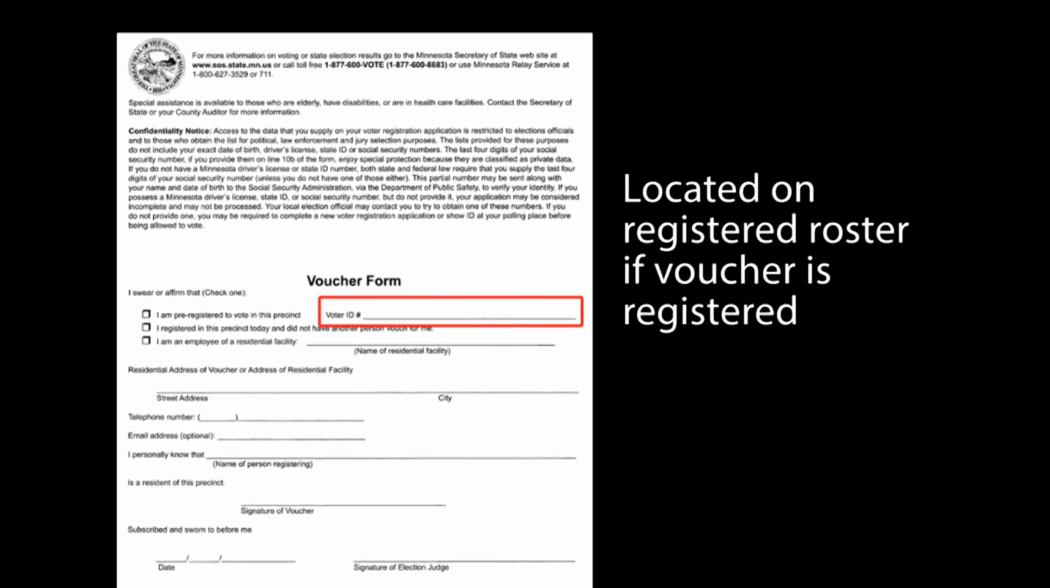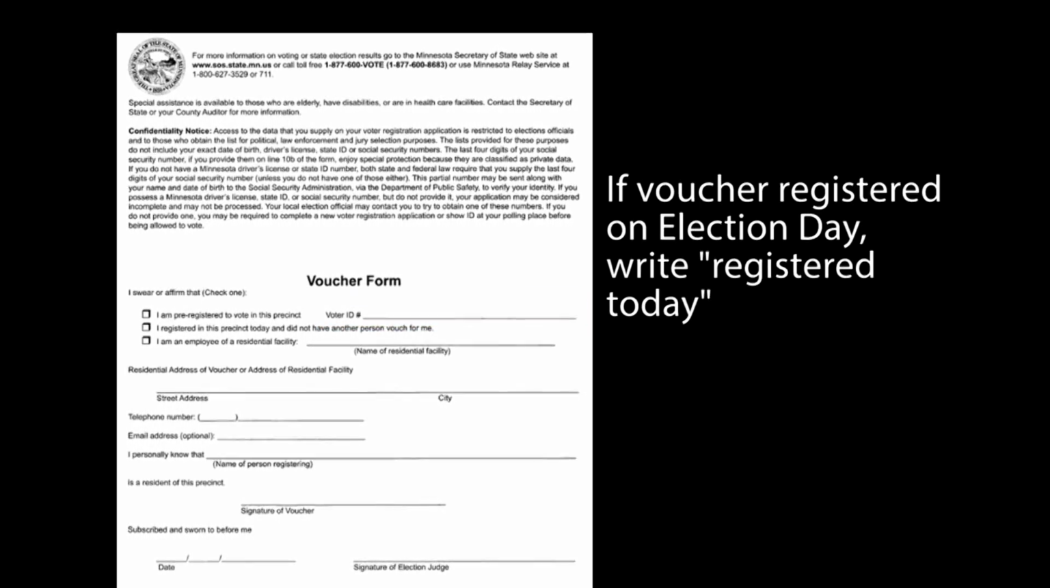The election judge writes in the voucher's voter ID number, which is located on the registered roster if the voucher is pre-registered. If the voucher registered on Election Day and does not have a voter ID number, write "Registered today." The voucher must state that she is pre-registered, registered today, or an employee of a residential facility. Record her residential address or address of the residential facility, her telephone number, and the voter's name. Finally, both the voucher and the election judge must sign the form.